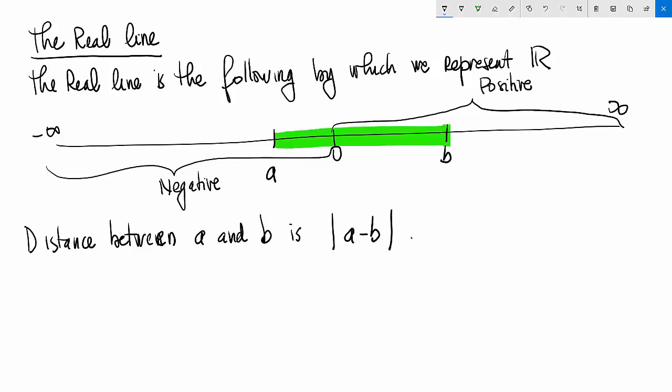And now we have a metric structure. We have a way to capture the distance between two real numbers, and this is given to us by the absolute value. If I want to measure how far two numbers are from each other, I compute the absolute value of the difference.